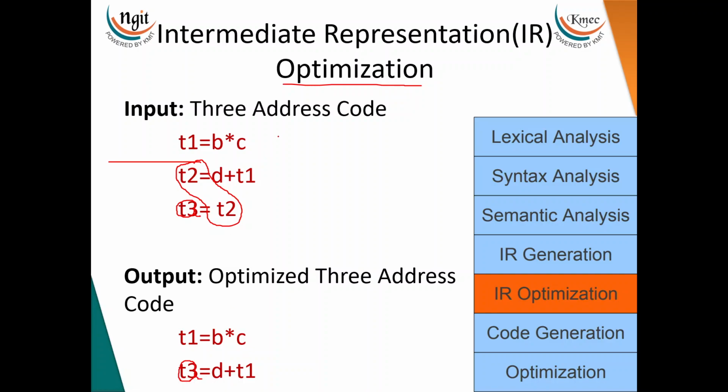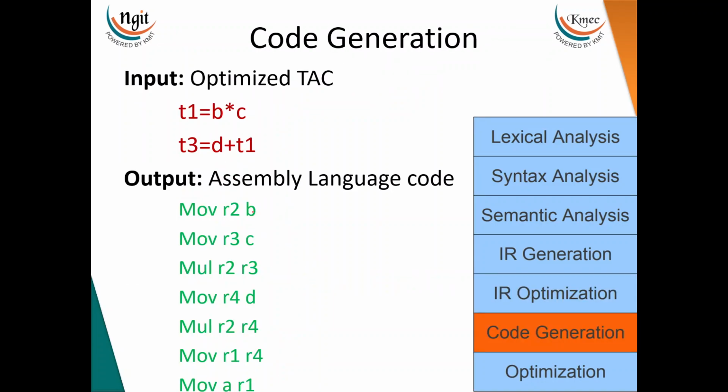See, whatever the task and whatever the intermediate form we have here, it is going to perform the same task and it is going to be in the same intermediate representation, that is three address code. We have reduced the number of instructions. This optimized code will be given as input to the next phase, that is code generation.